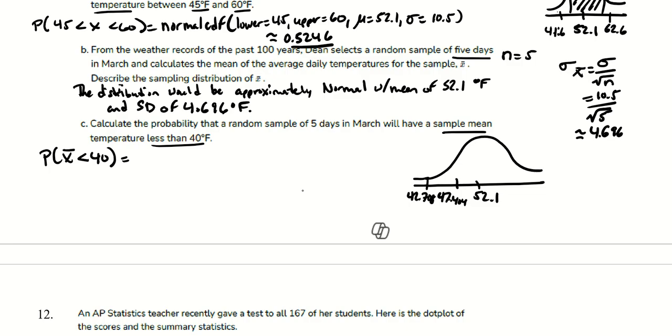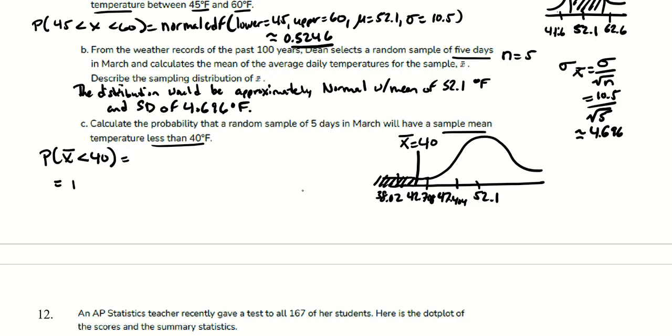And about 38. Okay, 38.02. So we can see that the area is going to be really small, guys, for the mean temperature to be less than 40. That would be like over here. So that's X bar equals 40. It would be a pretty small area. You can already see that.